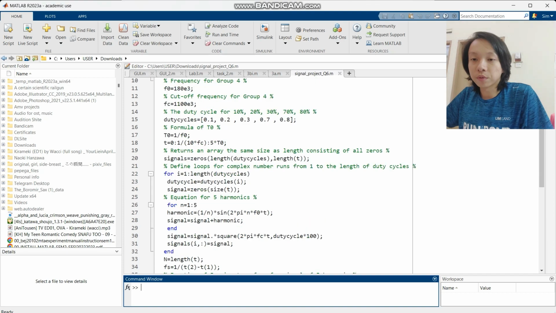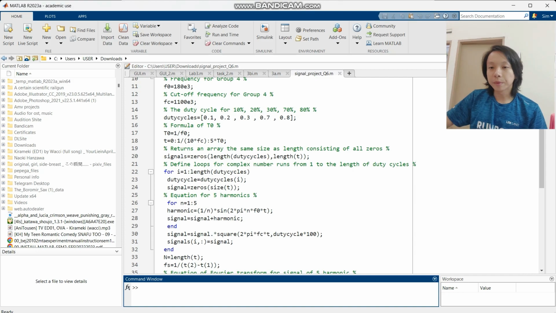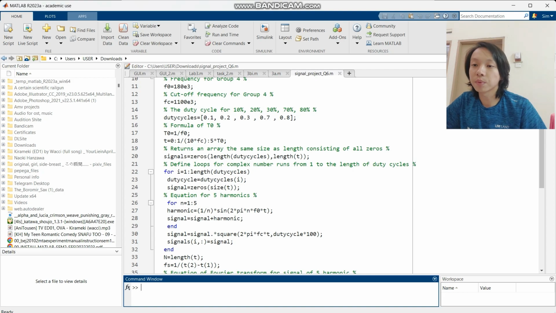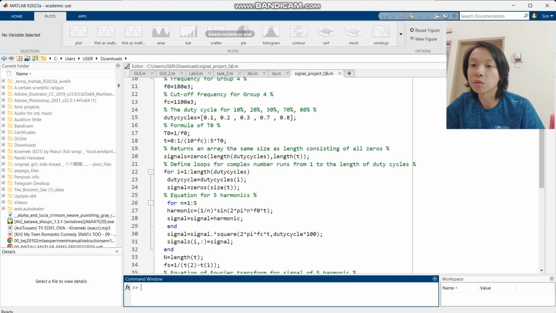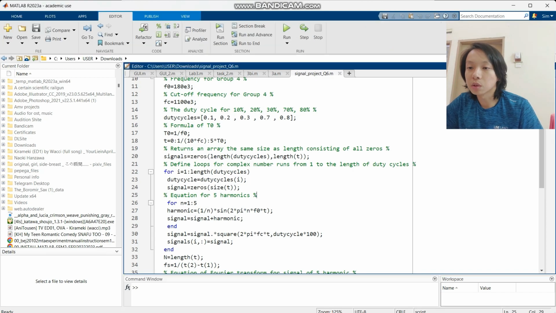But the formula is T equal to 1 over F, and T is equal to 1 over 10 times the cutoff frequency, and 5 with T. And we will be returning an array the same size as length consisting of all zeros. So signal equals zeros, length duty cycle, comma length T, and we will be defining the loop for complex number runs from 1 to the length of duty cycles.